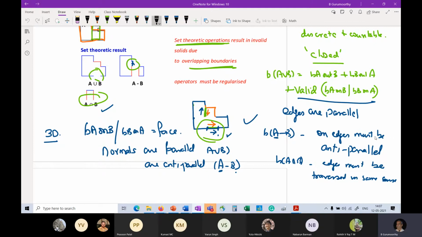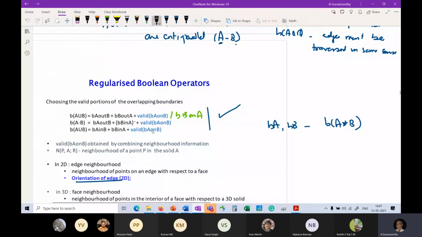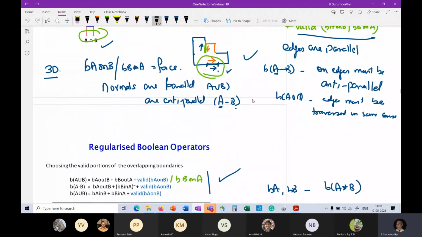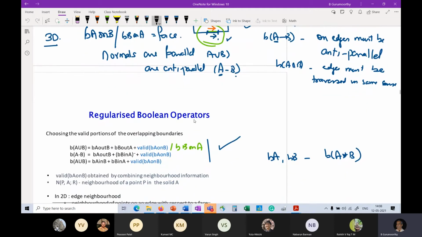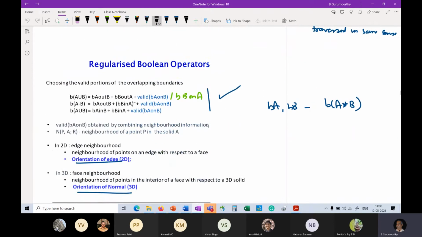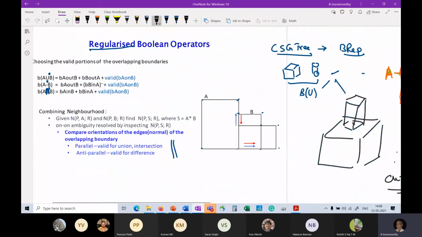And so to close that, we now have to add an additional term to ensure that we have the right boundary. And then that gives us the correct final formula, where this valid is something that depends on the operator being used. And we saw that that is purely dependent on the orientation of the boundary element. If it is an edge, it is the direction of traversal. And if it is a face, it is the direction of the normal. And by looking at the relationship between the normals of the overlapping faces or traversal directions of the overlapping edges, we can conclude whether it is to be included in a union or a difference or intersection. And that's what is listed out here. And that gives you the complete solution.